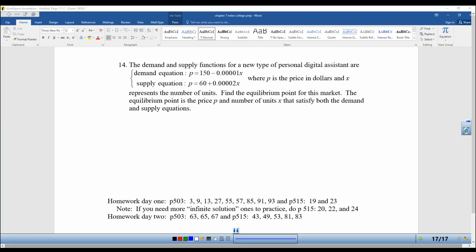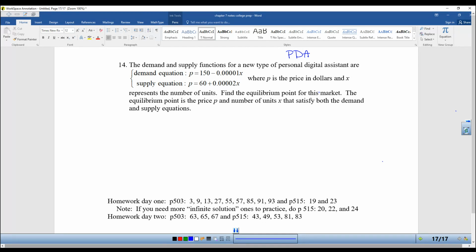Okay, last one. The demand and supply functions for a new type of personal digital assistant are given here below. I need to take a minute and explain what that is. This book and these questions are literally from early 2000s. And the precursor to a smartphone was called a PDA. You might have heard of a BlackBerry personal digital assistant. And before people had smartphones, this was a way for them to communicate.